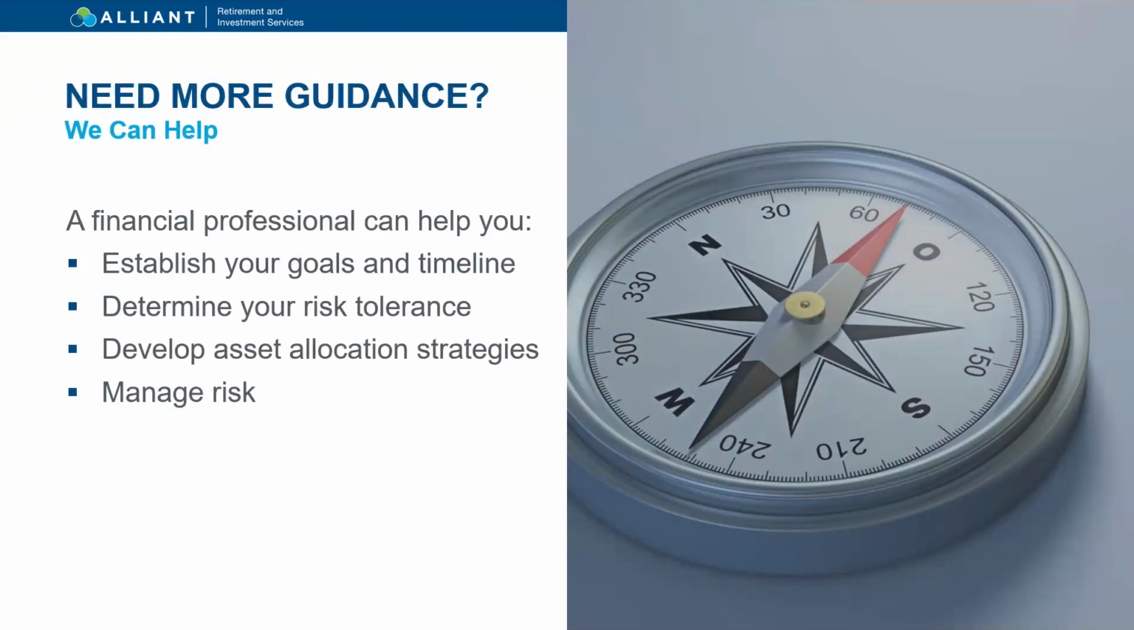If all of this seems a little overwhelming or confusing, you're not alone. There's a lot to digest, and you may want to seek help from a financial professional, and we're happy to help you with that. But some of the other things that a financial professional can help you with is help you establish your goals and the timeline, help you understand what your risk tolerance is. As I mentioned earlier, people say, "Oh, I'm moderate or I'm conservative," but their investments and what their words say don't add up. So there are questionnaires you can answer to see if that lines up with how your investments are allocated. So we can help with that. We can help you develop asset allocation strategies and to help you manage the risk.